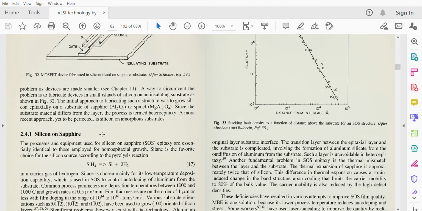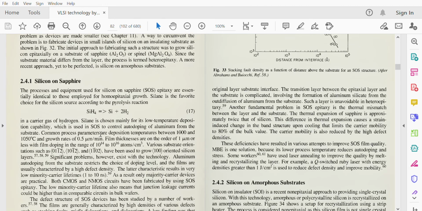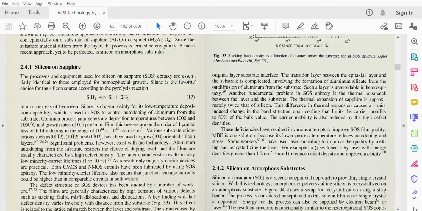So, silicon on sapphire. The process and equipment used for silicon on sapphire epitaxy are essentially identical to those employed for homoepitaxial growth. Homoepitaxy means both the silicon insulating surface and the original epitaxy have a similar nature. They are made of the similar material, and that is known as homoepitaxy.